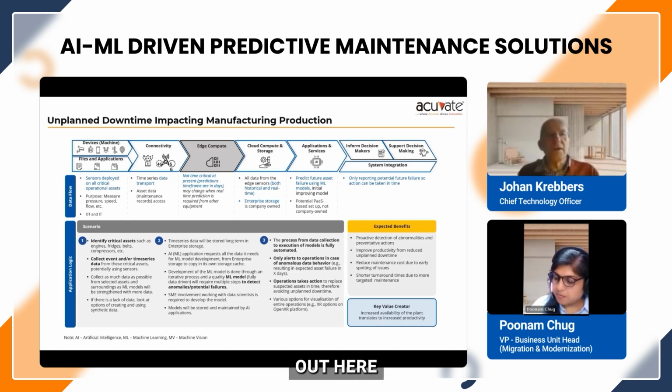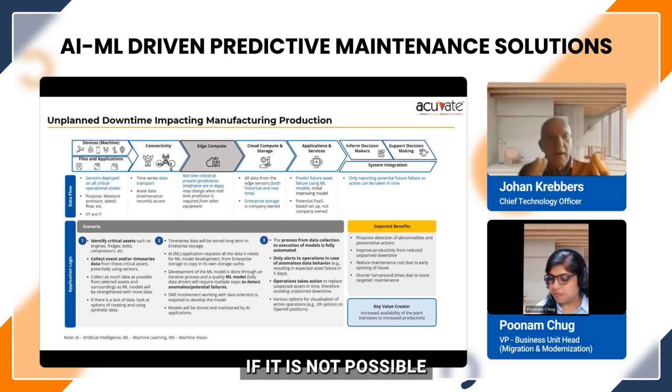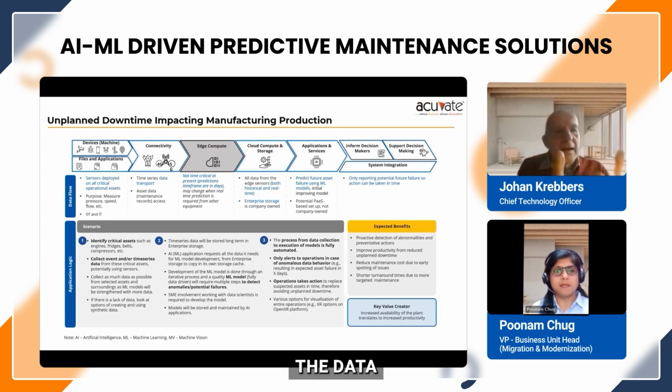The edge will not be used here because predicting the future should not be time critical. If it's time critical, you're not really predicting anything, because you should have time to predict the future and to respond to that before it actually happens. So you should be able to replace the component in the next couple of days before it actually breaks. If that's not possible, then it's really not predictive maintenance. So therefore, the data you collect will go to cloud computing storage.